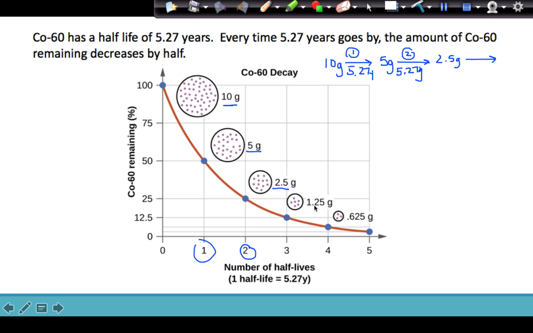If a third half-life period goes by, another 5.27 years, we now have 1.25 grams, and it just keeps going and going. If I want to know the total amount of time that has gone by, I add the numbers at the bottom. If I want to know how many half-life periods have gone by, I look and see how many times I divided it in half.